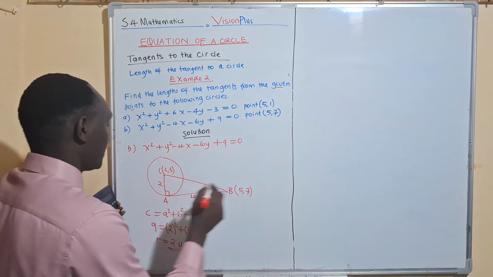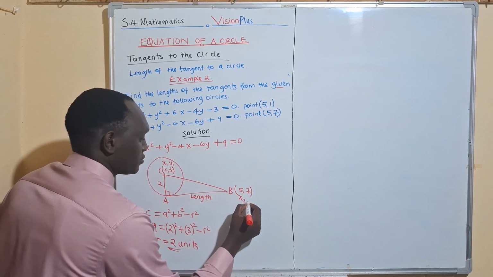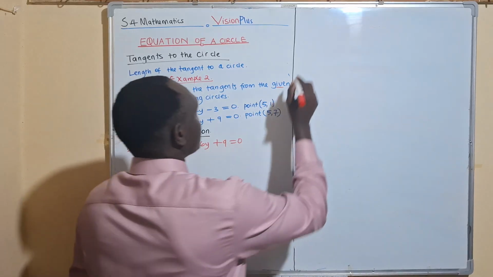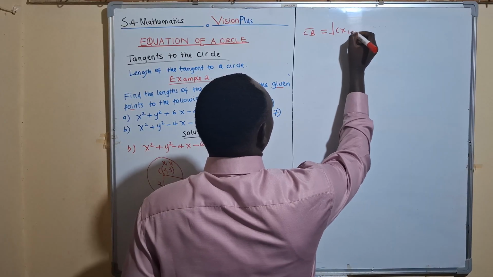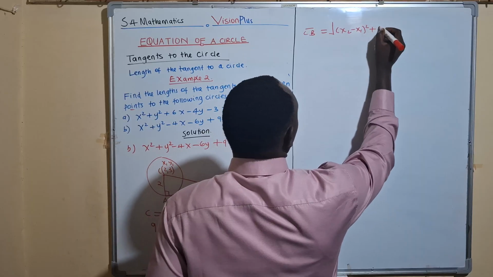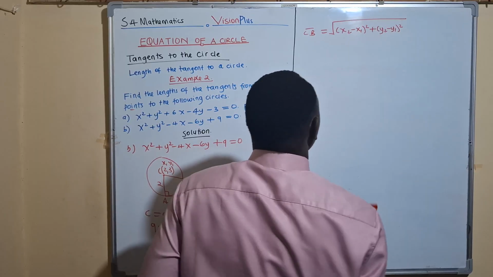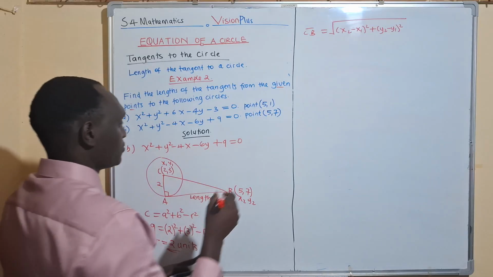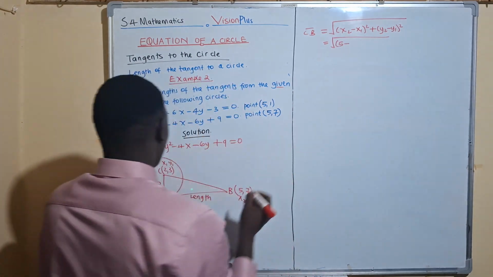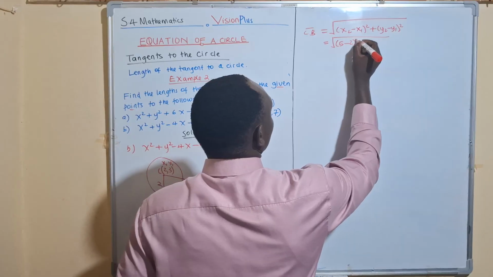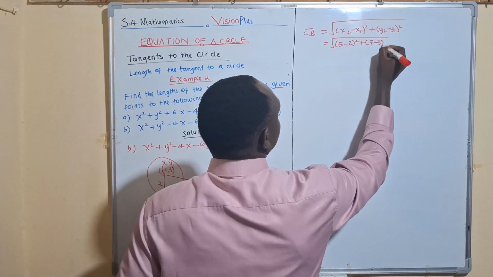So CB is going to be the length between 2 points. So this is the first point x1, y1. The second point is x2, y2. So the length CB becomes the square root of x2 minus x1 squared. That is the formula. Plus y2 minus y1 squared. And then we substitute x2 is 5. Gives us the square root of 5 minus x1 is 2 squared plus y2 is 7 minus y1 is 3 squared.